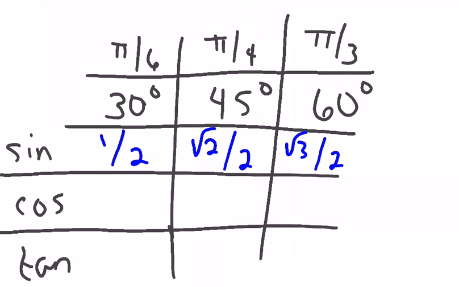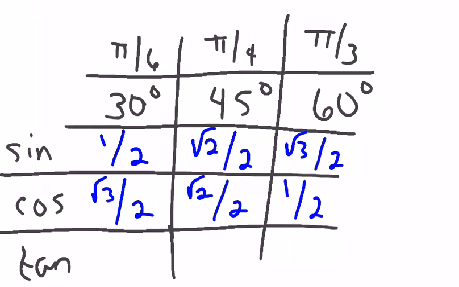The cosine of 30 degrees is the square root of 3 over 2. The cosine of pi over 4 is square root of 2 over 2. And the cosine of pi over 3 is 1/2. The tangent of pi over 6 is the square root of 3 over 3. The tangent of pi over 4 is 1. And the tangent of pi over 3 is the square root of 3.